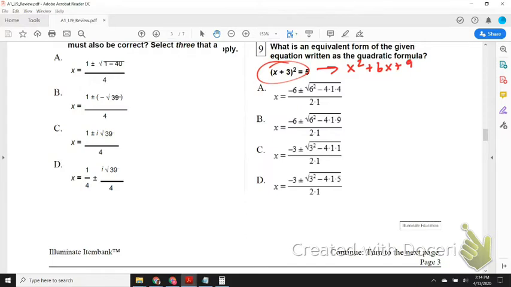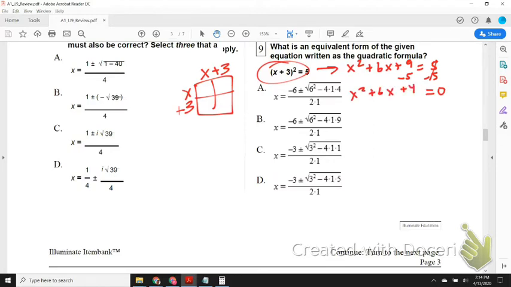Okay, because if you forgot how to do that, put them in the box just like that, and you'll find that that's what you get. And then it equals 5. So right now it's still not in standard form. You got to move everything to one side. So in order to do that, we're going to subtract, and our new equation is x squared plus 6x plus 4. From there, we can apply the quadratic formula.